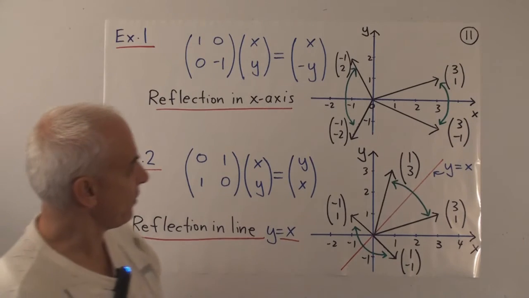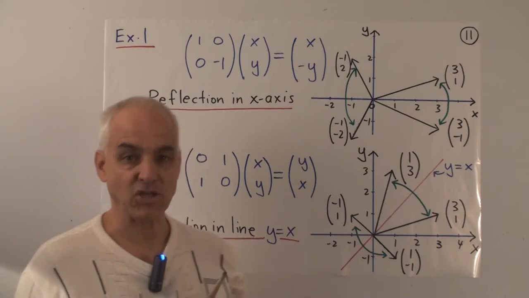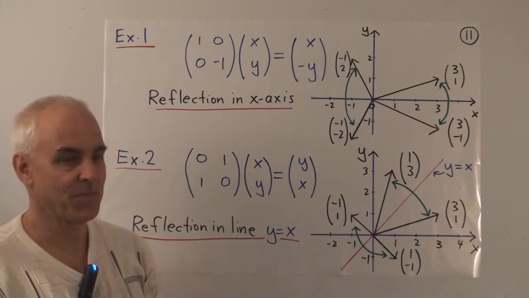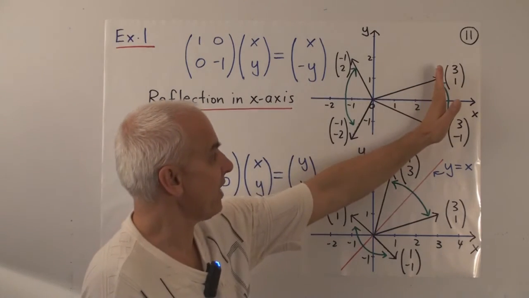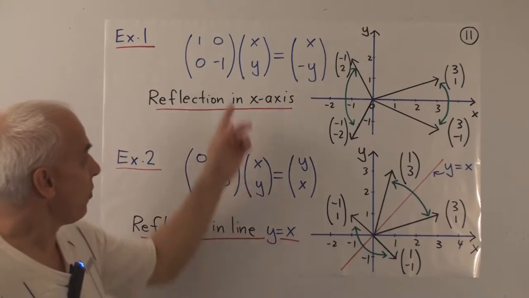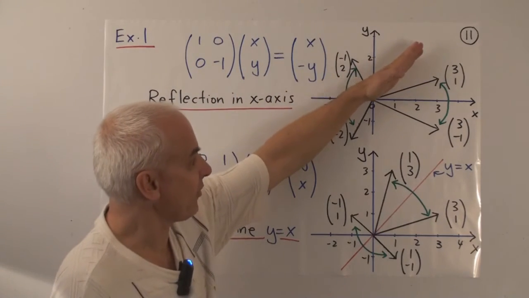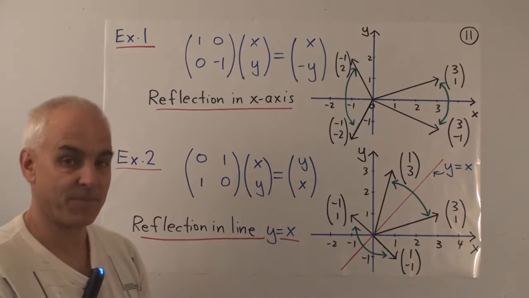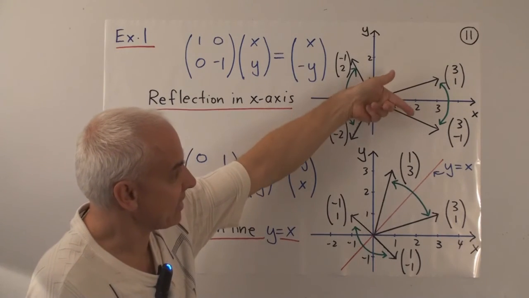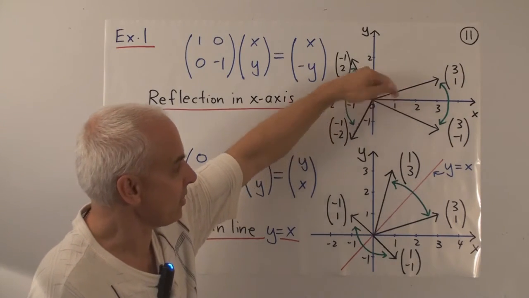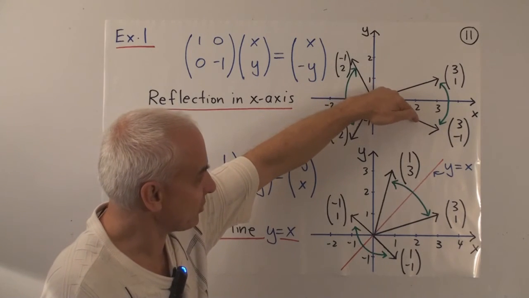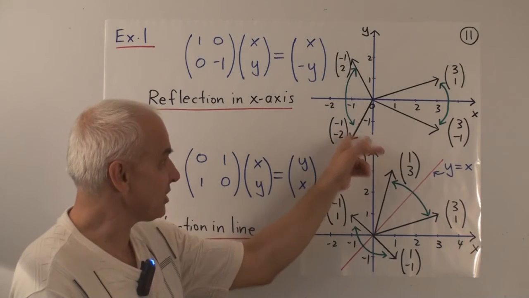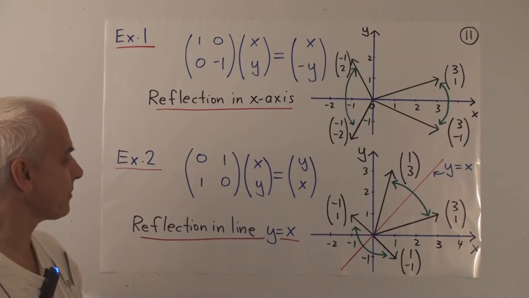And if you stare at it for a little while, you see that what this transformation is doing is reflecting in the x-axis. Because the x component of any vector is unchanged, but the y component is simply going from positive to negative, or from negative to positive. So this is a reflection. And it has the property that if you do it twice, you get back to where you started. If you apply the transformation to this, you're going to go back to there.